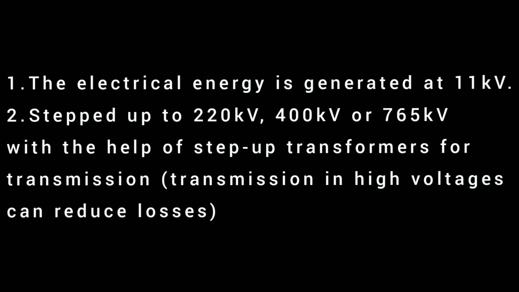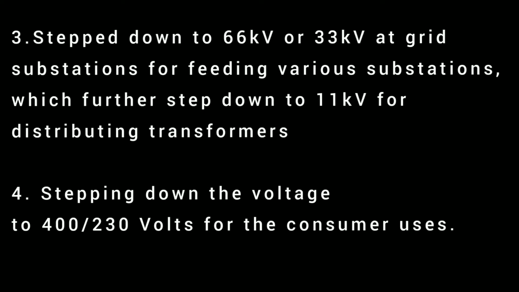In our country, the electrical energy is usually generated at 11 kV and it is stepped up to 220 kV or 400 kV or 765 kV with the help of step up transformers for transmission, and stepped down to 66 kV or 33 kV at grid substations for feeding various substations, which further step down the voltage to 11 kV for distribution transformers. Further, stepping down the voltage to 400 or 230 volts for the consumer users.